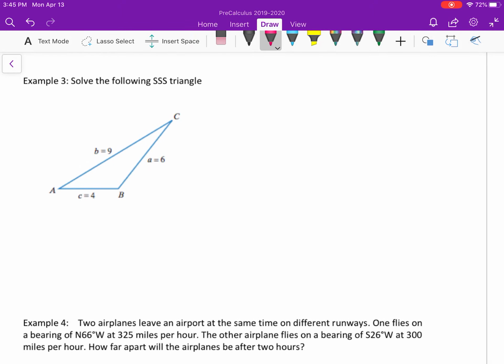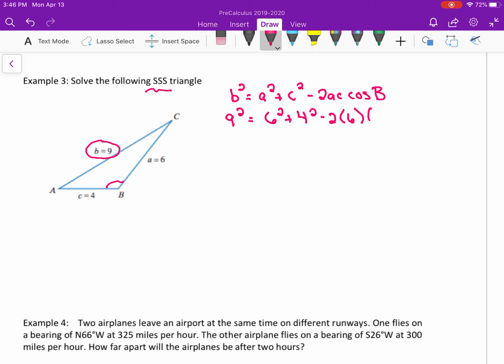So here we have a side-side-side triangle, meaning we're given 3 sides, if you remember from geometry. That's all we've got. So our longest side is 9, so we're going to start by finding angle B. We're going to use b squared equals a squared plus c squared minus 2ac cosine b. In our case, we know b squared, a squared, c squared, and it's always 2 times those two numbers, minus 2 times those two numbers and then cosine b. We are trying to find the angle here, so just be very careful with your order of operations.